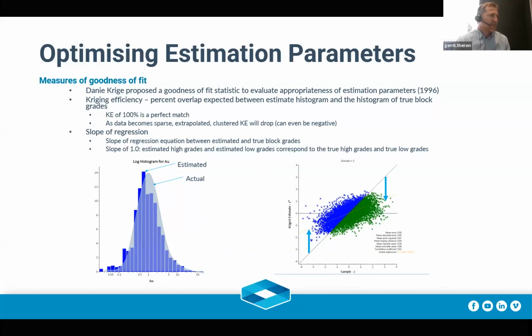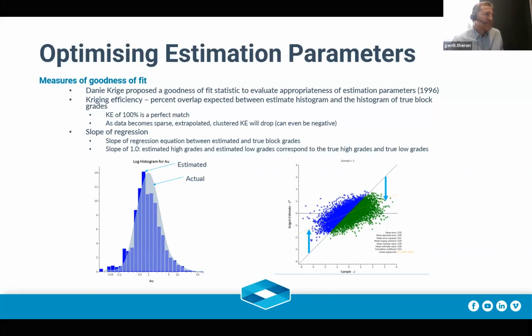So we can see they differ slightly. Basically, Kriging efficiency measures the percentage overlap expected between your estimated histogram and the histogram of the true block grades. If we get a Kriging efficiency of 100%, it's a perfect match. As our data becomes more sparse, if it's extrapolated more instead of interpolated, or it's clustered, our Kriging efficiency will drop, and it might even be negative. A lot of the time we get those as negative. So that's the first goodness of fit measure.